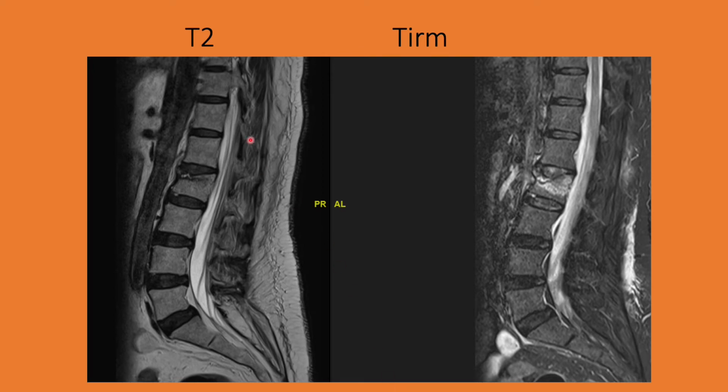So here is an example of a sagittal image of a T2 weighted image on your left and a TIRM image on your right. The pathology that is shown is an L1 fracture, which is not so clear on T2, whereas in TIRM, you can see that the signal change is quite bright here, which indicates that there is an acute fracture in this vertebra.